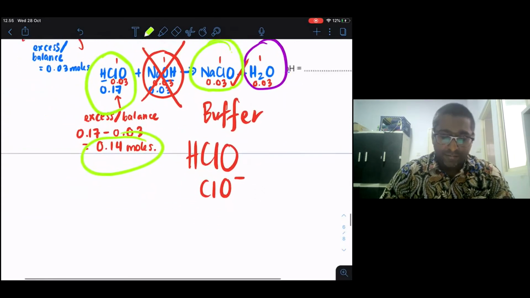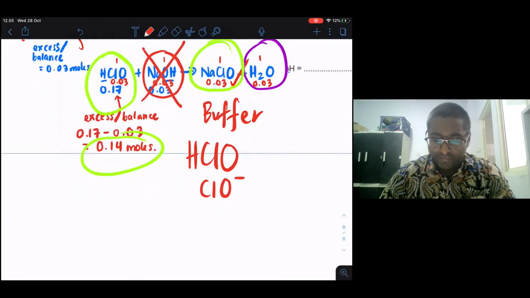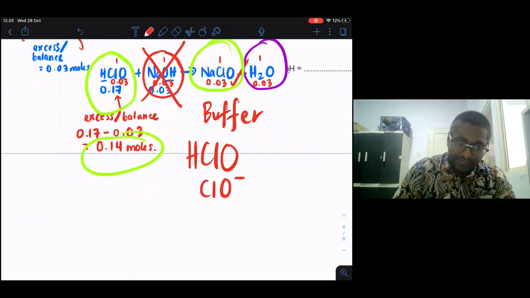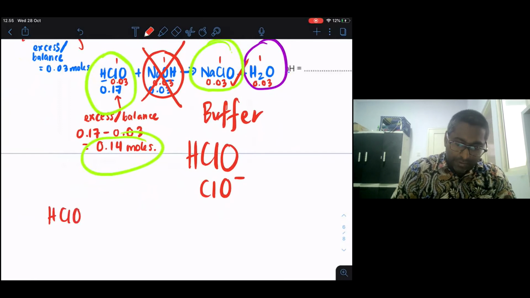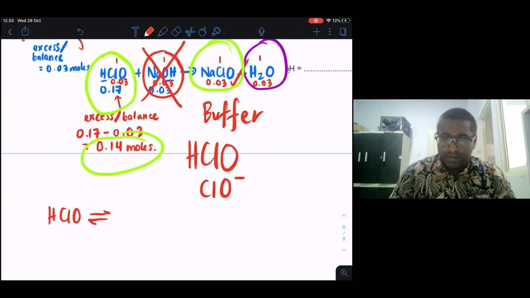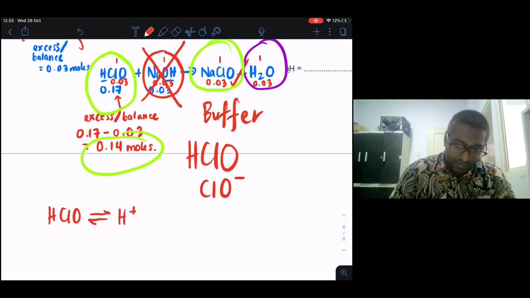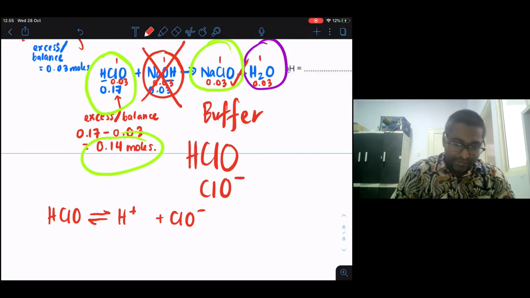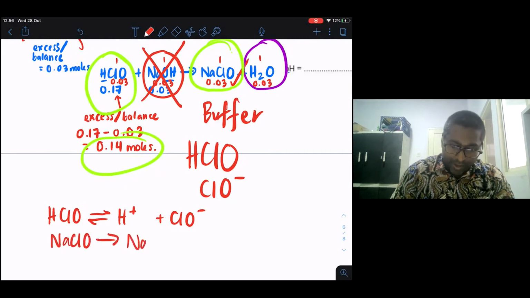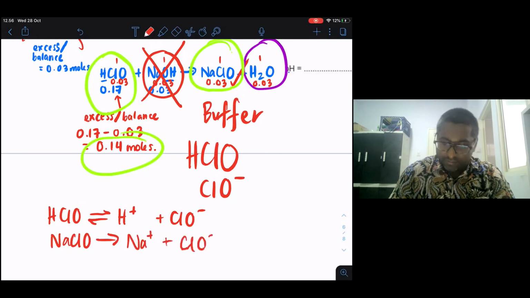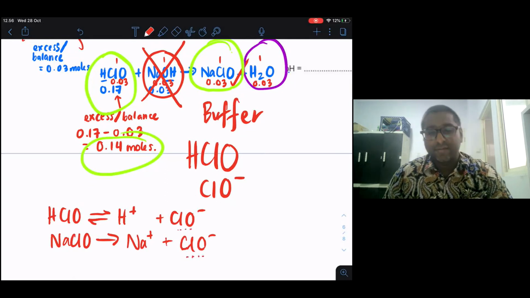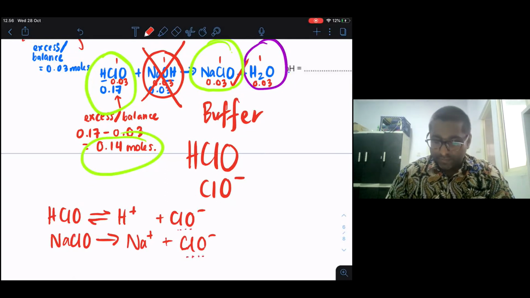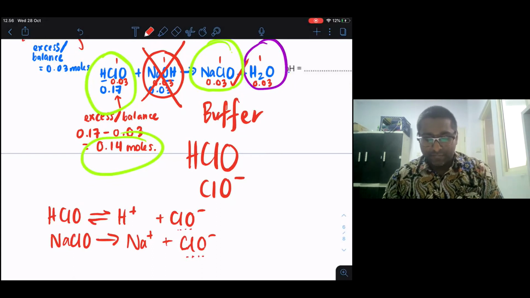When I have this buffer, how do I write down the buffer equation? The equations for this buffer: HClO, since it is a weak acid, gives H plus and ClO minus. And then you have NaClO, which gives you Na plus and ClO minus. Do remember this is the conjugate base. So this is going to be a buffer solution.